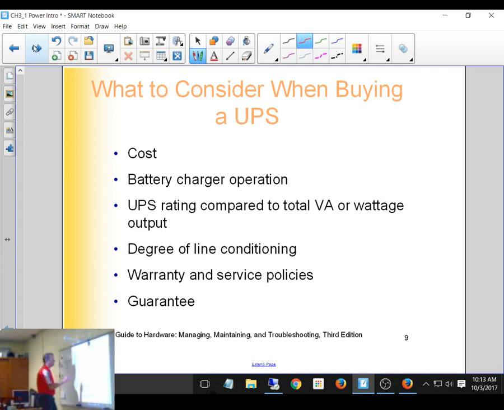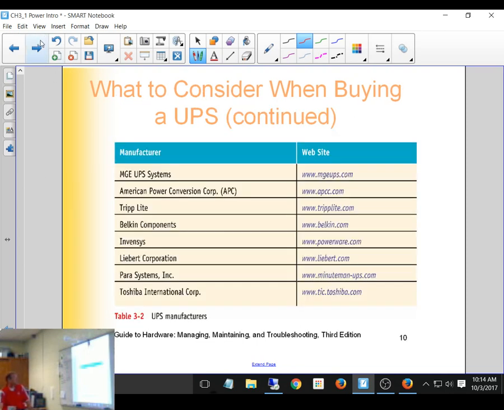UPSs can cost a lot of money. You have to think about that. What are you going to put on it? And I'll show you how they're rated, but they're rated for a VA, a volt amp, and we know volts times amps equals watts, so it's a volt amp or a wattage output rating. And it will also tell you things like how much it will condition the lines. And I really want to pay attention to: is there a warranty and what kind of guarantee does it have on it? Because if I'm going to spend a lot of money on it, I'd like it to be a nice product. And let's look at a couple UPSs.